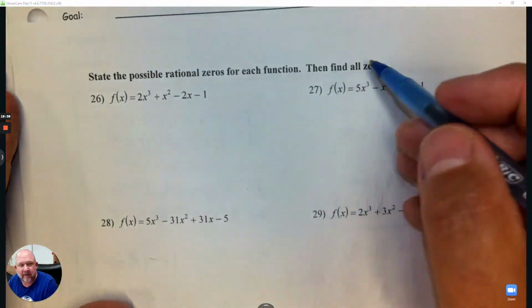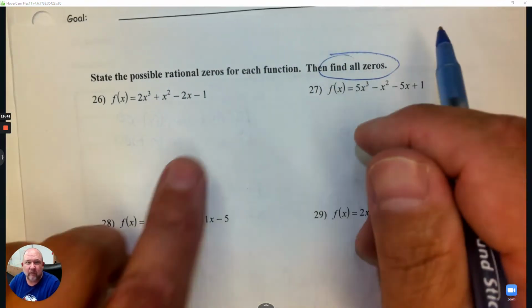All right, state the possible rational zeros and then find all the zeros. So ultimately, I just want you to find all the zeros. If you can factor it, do it. If you need to create a list, then you do it.